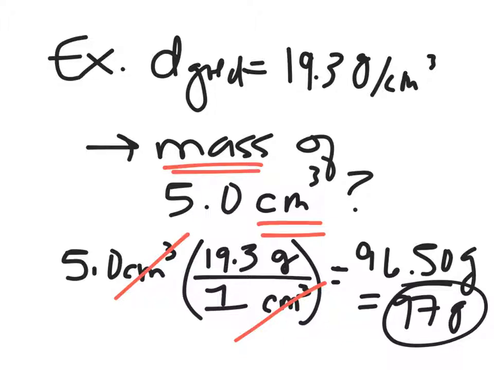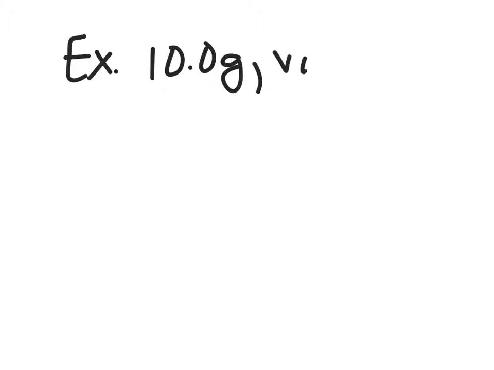We can also use density as a conversion to convert the other direction. So in this example, let's say instead, I know the mass of gold, it's 10.0 grams. I want to know the volume instead. So now I'm going to convert from grams to volume instead of from volume to mass. But we still start with the number that we're trying to convert, which in this case is 10.0 grams of gold.